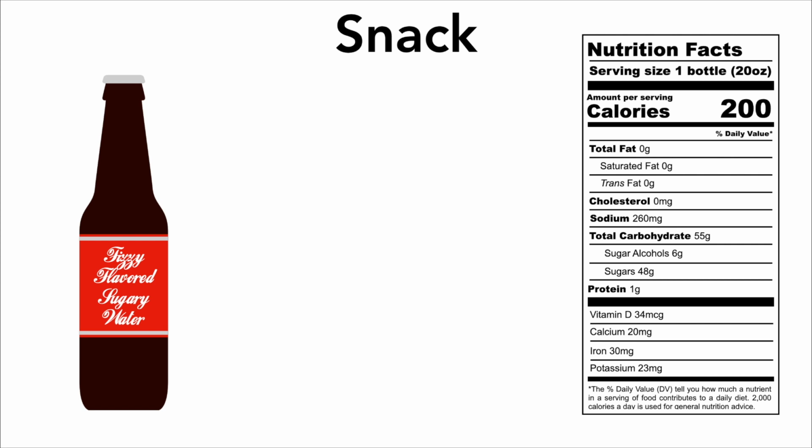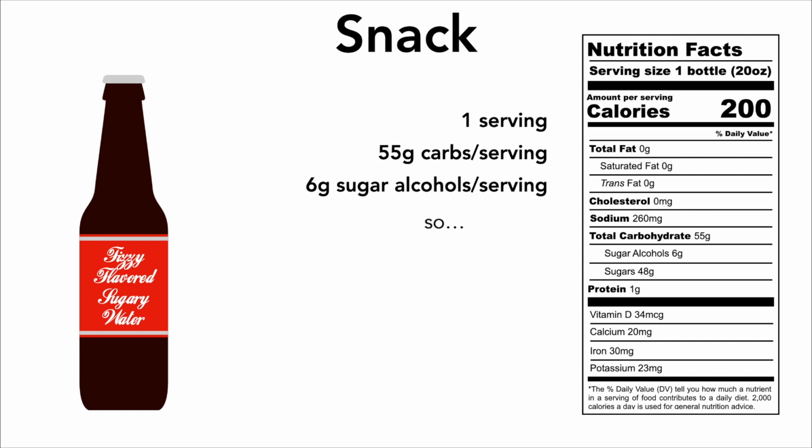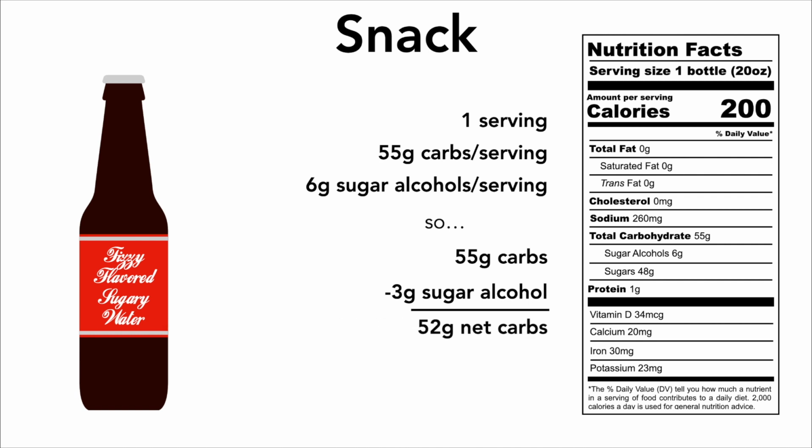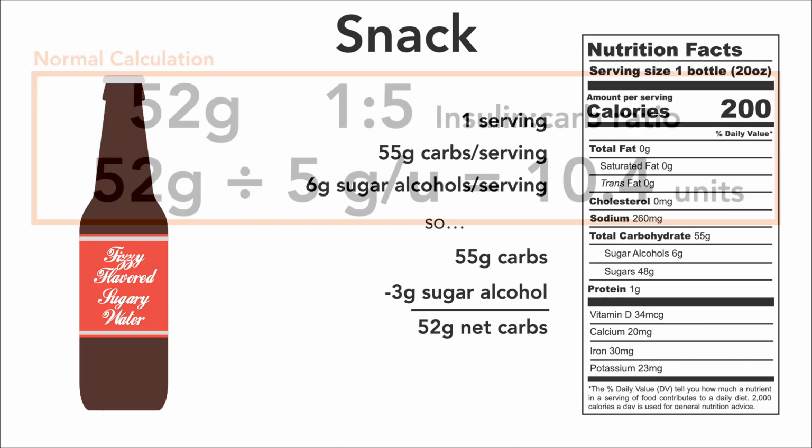So, the fizzy flavored sugary water has 55 grams of carbs and 6 grams of sugar alcohols. So, we take the carbs and subtract off half of the sugar alcohols and we get net carbohydrates of 52 grams. Now on to the insulin calculation.